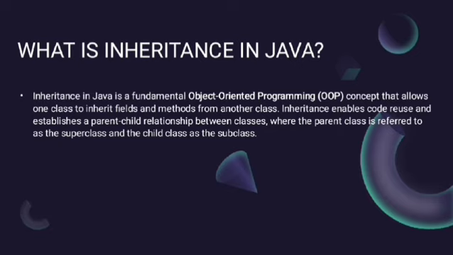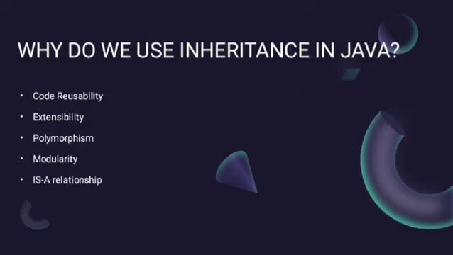Now we will see why we use inheritance in Java. Inheritance in Java is used to create new classes based on existing classes, which allows for code reusability, modularity, and efficient development. Here are some reasons why inheritance is used in Java: code reusability, extensibility, polymorphism, modularity, and is-a relationship. Code reusability: inheritance allows programmers to reuse code by inheriting methods and fields from a superclass to a subclass. This reduces redundancy and saves time.